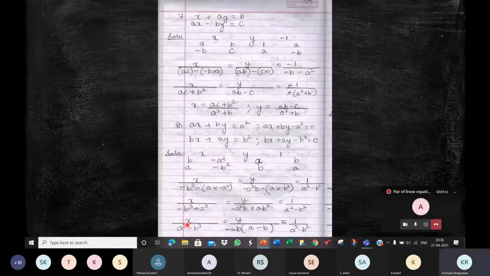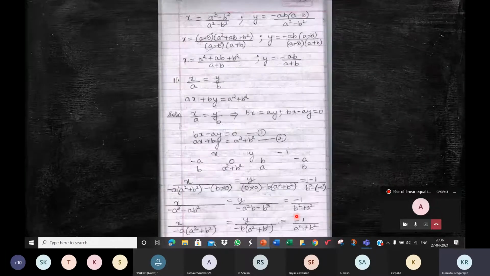So what happens? To find X, you need to equate this with this, and to find Y, you need to equate this with this. So X will be equal to A cubed minus B cubed in the numerator by A square minus B square, and Y will be equal to, this will go up to the numerator here, minus AB into A minus B. That's what you see in the next picture.